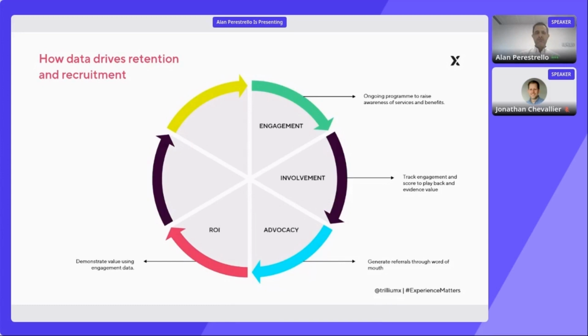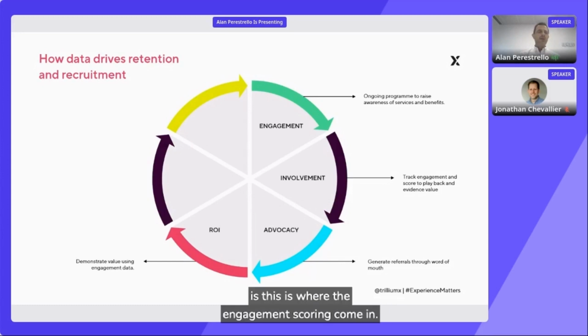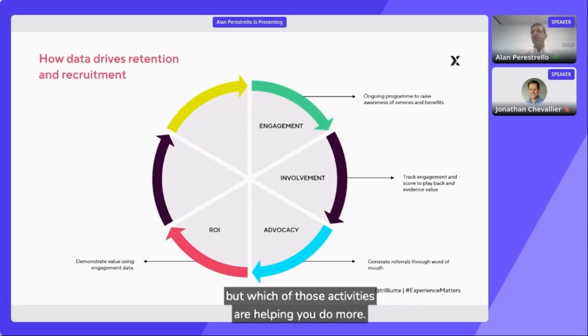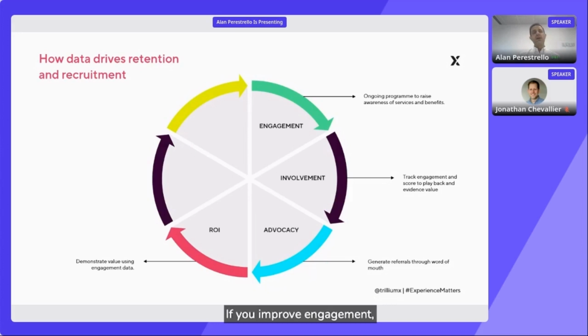And then the important one is this is where the engagement scoring comes in. And that's really about being able to extract a return on investment and understanding which of your activities are generating the best engagement, not just financial return, but which of those activities are helping you do more. If you improve engagement, the financial return should take care of itself.